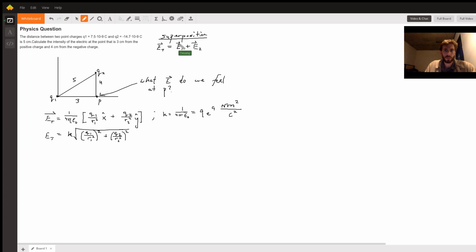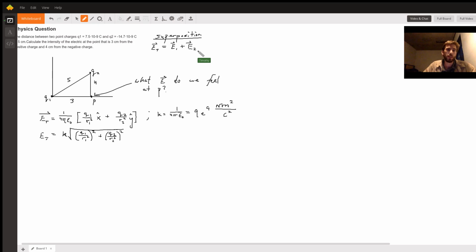So I started with the principle of superposition. The really interesting thing about the electric field with static electricity is that the electric field at a point is the sum of the electric fields due to each charge. So this is the electric field due to charge 1, and this is the electric field due to charge 2. The name of the game is we need to find the electric field at point P from 1 and from 2.